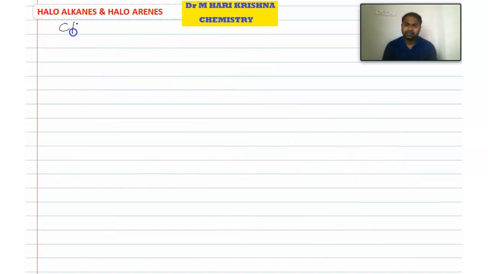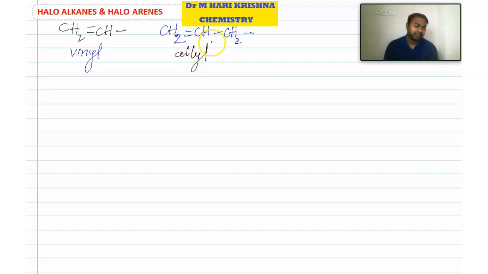CH2=CH group is known as vinyl. This is the common name. Similarly, CH2=CH-CH2 group is known as allyl. So suppose if Cl is there: vinyl chloride, allyl chloride.